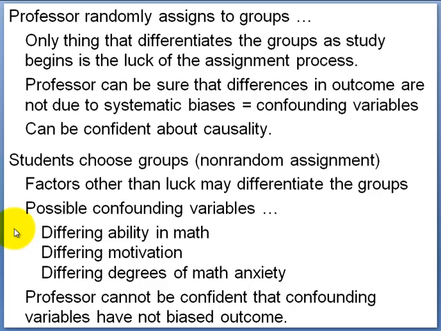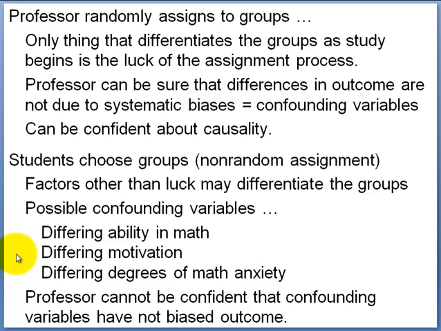Why did students in the computerized teaching module do better than did those with the TA? Well, it may be because of the intervention, but because the assignment process is non-random, there may be confounding, which is to say biasing variables involved. So for instance, perhaps the students who chose the computer application are, as a group, better in math than are those who chose to work with the TA.